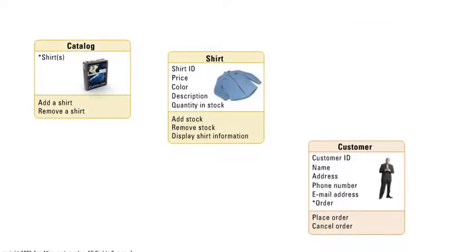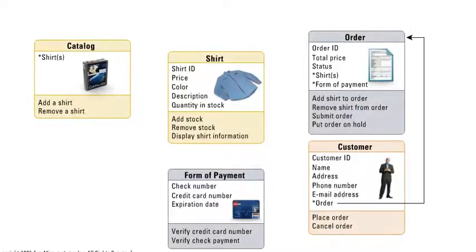Earlier, we identified the objects that we're going to have in our direct clothing solution. Now we've gone back to those objects and we've added the attributes and the operations as well as the links between the objects for each of these. So let's go ahead and take a look at some of these. For instance, the catalog object has a shirts attribute. This shirts attribute is a link or a reference to all of the shirts that are in our catalog. We also have an add a shirt and a remove a shirt operation.